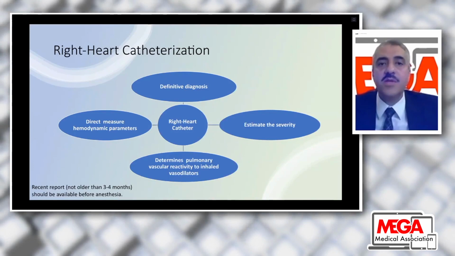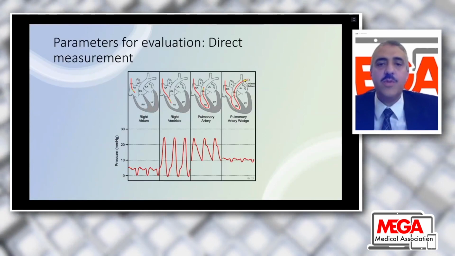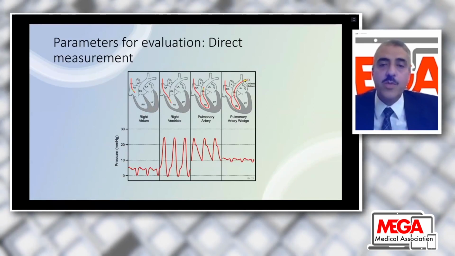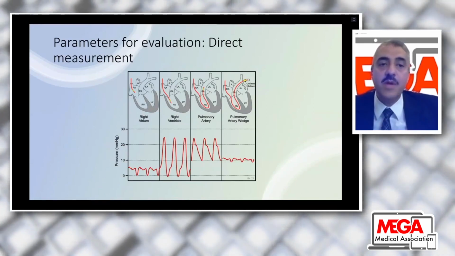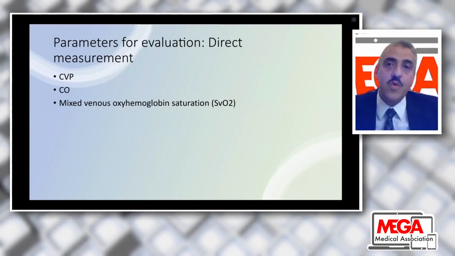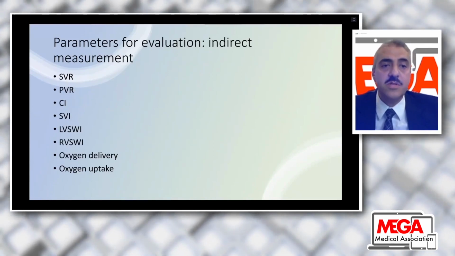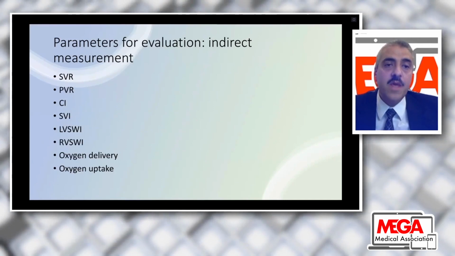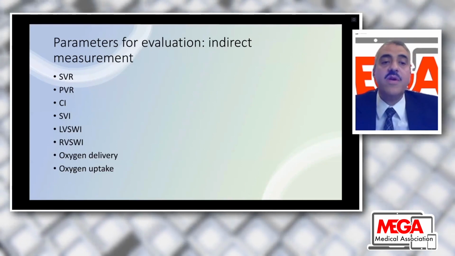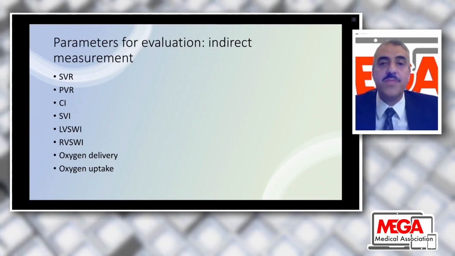What can right heart catheterization read? You all know that it can directly measure right atrial pressure, right ventricular pressure, pulmonary artery pressure, pulmonary capillary wedge pressure, and also CVP, cardiac output, and mixed venous oxygen saturation. Indirectly, with a few equations, we can estimate systemic vascular resistance, pulmonary vascular resistance, cardiac index, stroke volume index, left ventricular stroke work index, right ventricular stroke work index, oxygen delivery, and oxygen uptake.